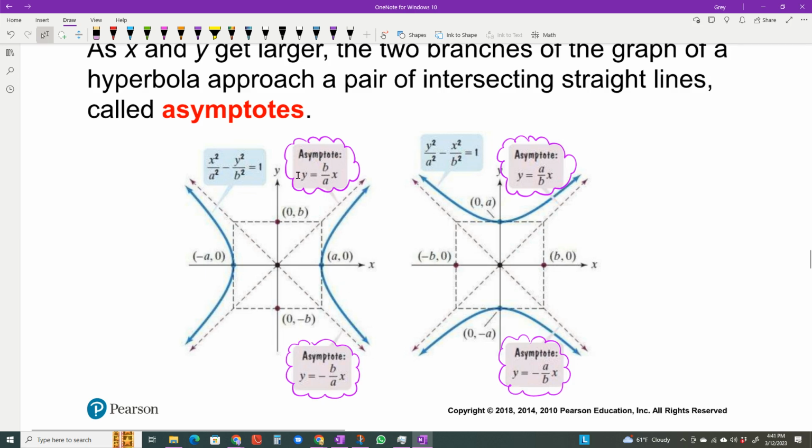Now, I spent a lot of frustrating years in high school trying to remember whether it was b over a or a over b. But if you remember that the slope of an asymptote is always rise over run, you can remember by looking at a picture. Rise is b, run is a. Over here, my rise is a and my run is b. Or if you look at the equation, underneath my y, the slope is change in y over change in x. So this one is b over a, and this one is a over b. I think it helps you remember.